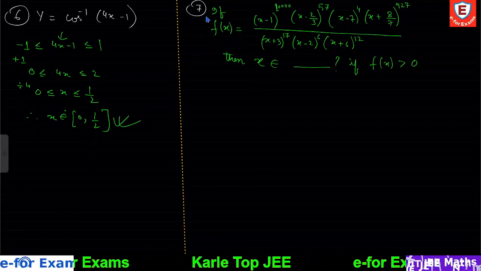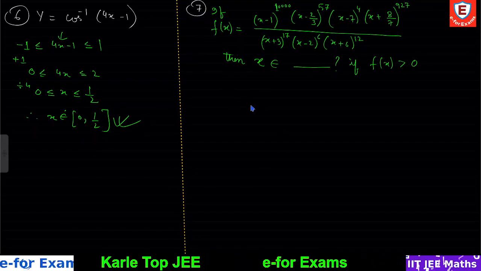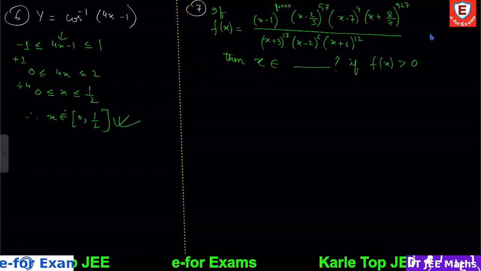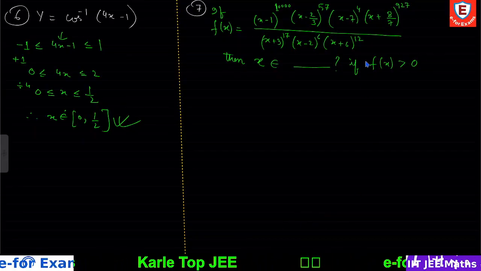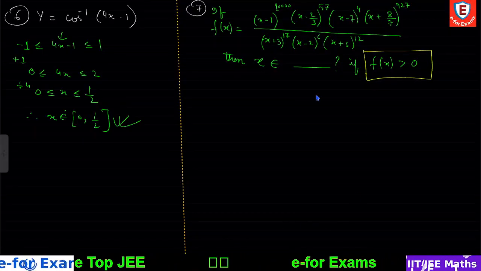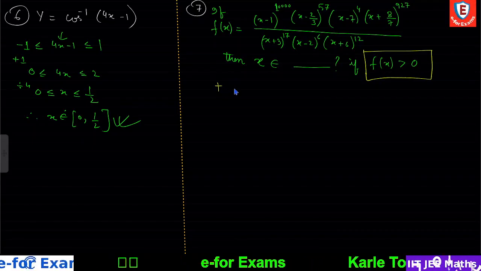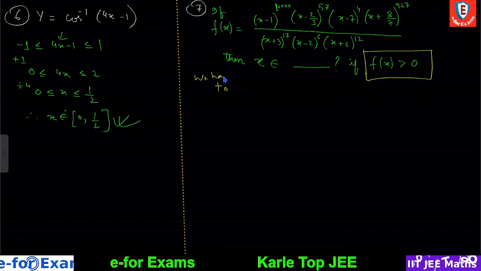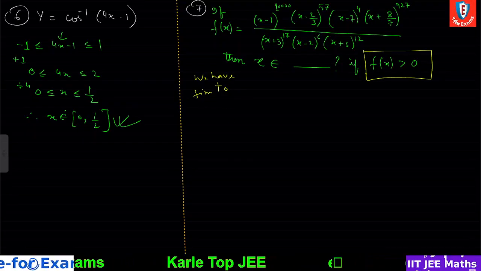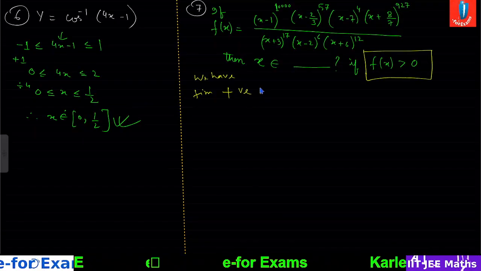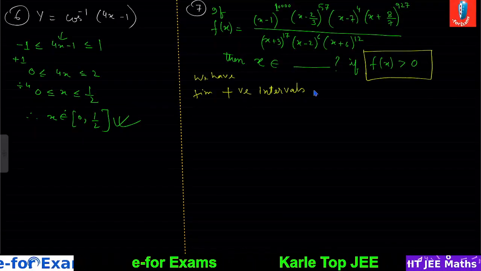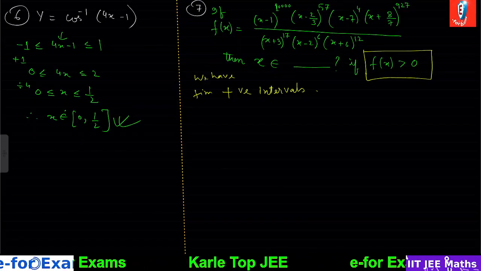And for this one, number 7, this is an inequality question. Given that f of x is greater than 0, that means positive intervals. We have to find the positive intervals. Let's draw a number line.